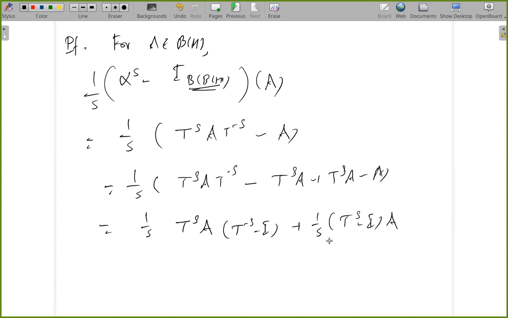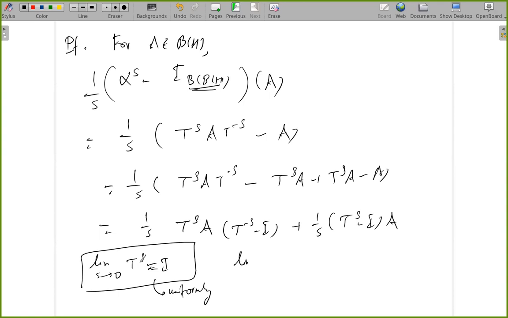times A. Now the limit of S going to 0 of T to the S is equal to identity. Now you should ask me the question, in which sense? The answer is the uniform sense, in the norm sense. That is because T is assumed to be invertible. If T were not invertible, then limits like this would still exist, but they may be in the strong operator sense and so on. But since we have assumed T is invertible, this is in the norm sense, uniformly.